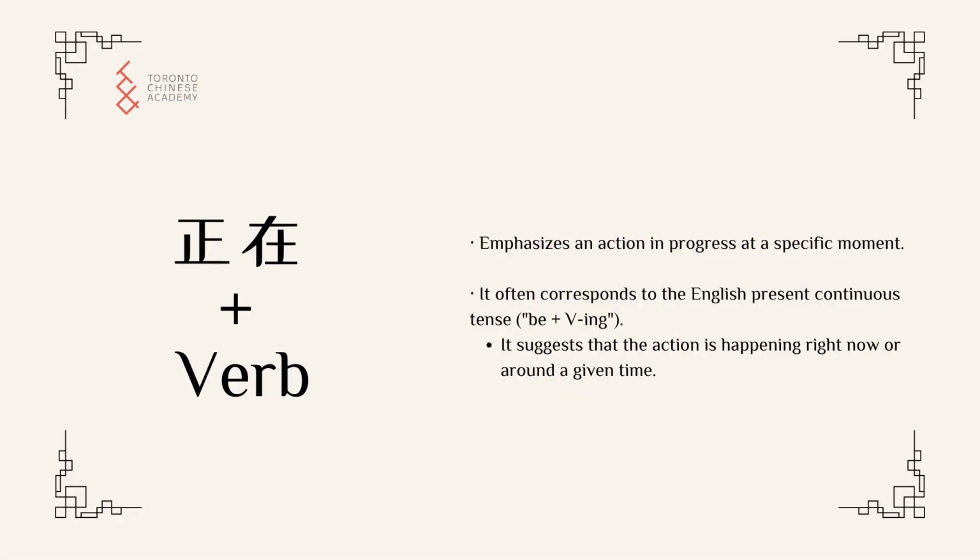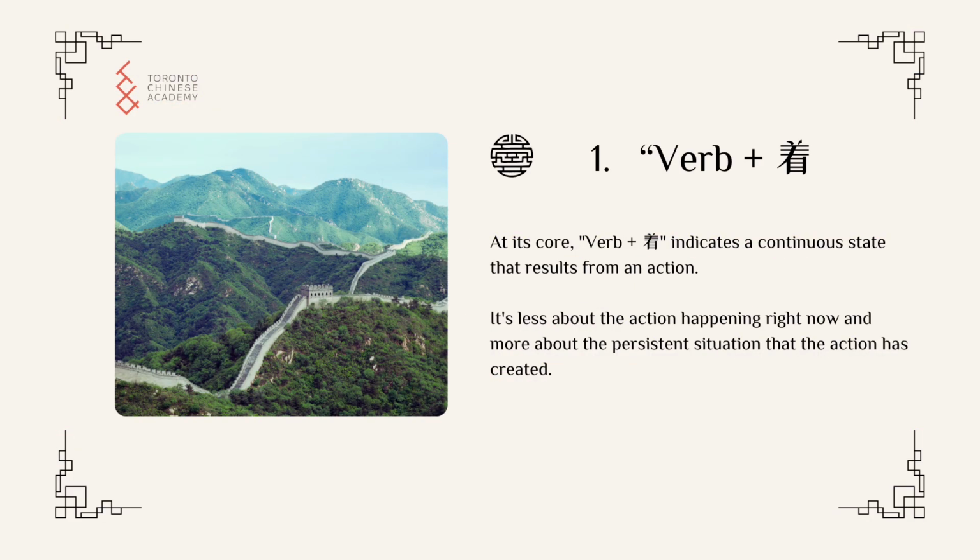Just to recap the previous lesson, the construction 正在 plus a verb emphasizes an action in progress at a specific moment. It often corresponds to the English present continuous tense. It suggests that the action is happening right now or around a given time. Moving on to the new construction, verb plus 着. At its core, verb plus 着 indicates a continuous state that results from an action. It's less about the action happening right now and more about the persistent situation that the action has created.